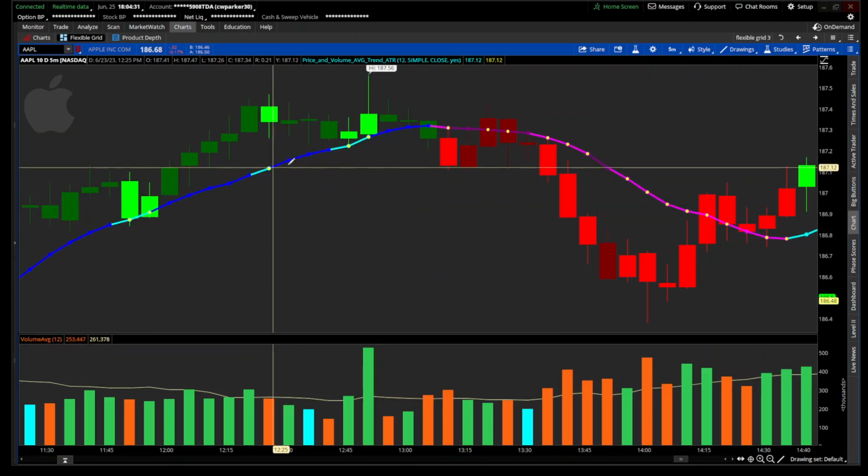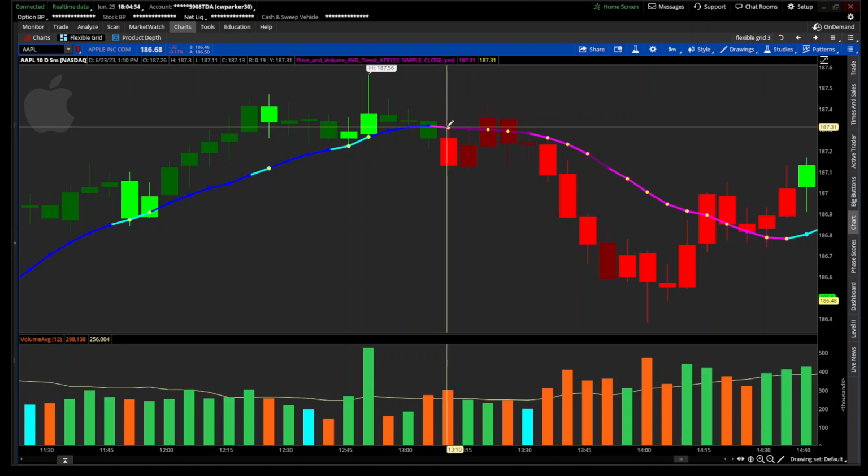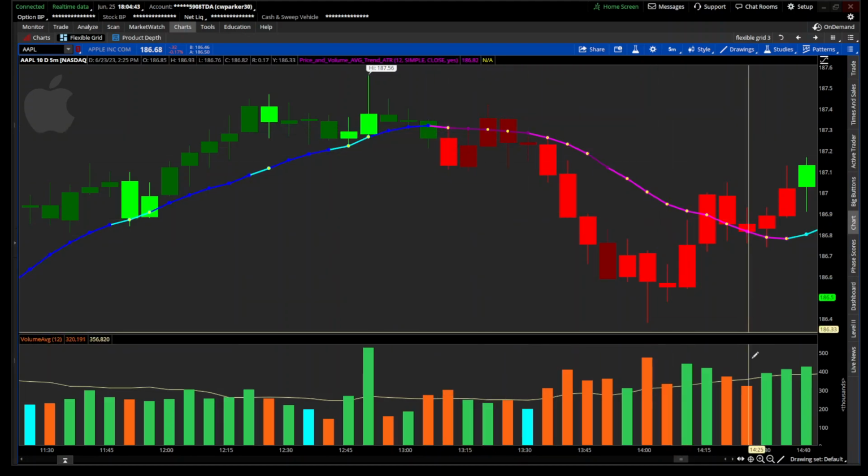These yellow dots in here are where ATR is increasing. So if ATR is increasing, it means the volatility is increasing. And that's what you're getting right here with these yellow dots that are in this indicator.